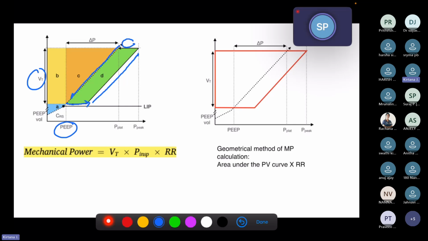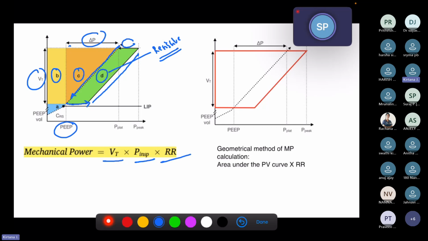So if we look at the work, there are three kinds of work that are done. The portion D represents the work that is done to overcome the airway resistance, that is to initiate and maintain flow. This is the resistive work. Then there is work that is done to distend the lung, that is to overcome the compliance and the elastic forces of the lung, which is given by C. This is the difference in the P plat and the PEEP, known as the driving pressure. This driving pressure into volume gives you the work done against these elastic forces. And the last work is B, the work that is done to expand the functional residual capacity of the lung. So ultimately, mechanical power can be given by Vt into P inspiratory into respiratory rate.